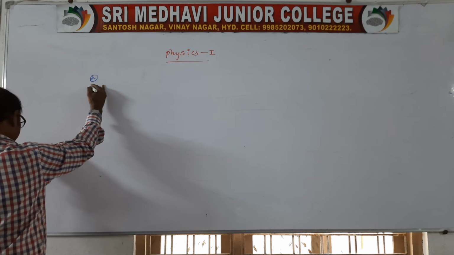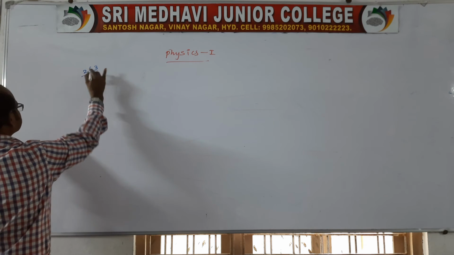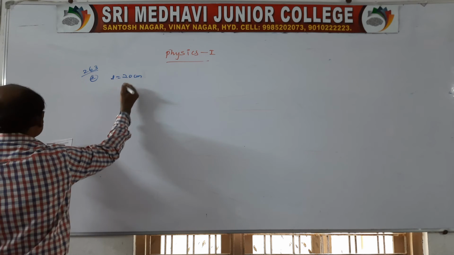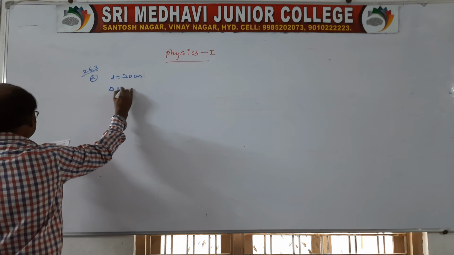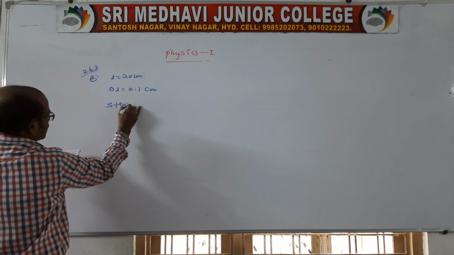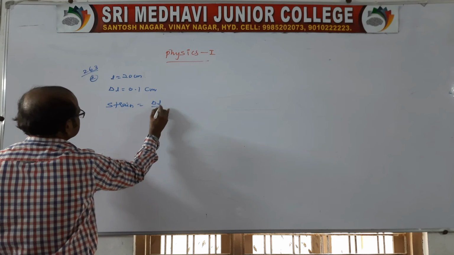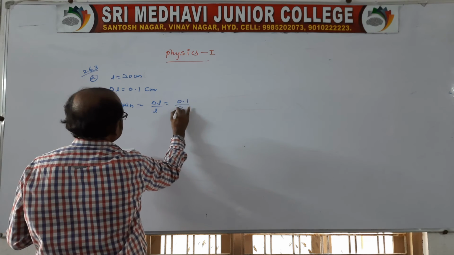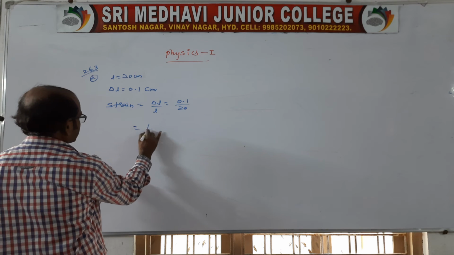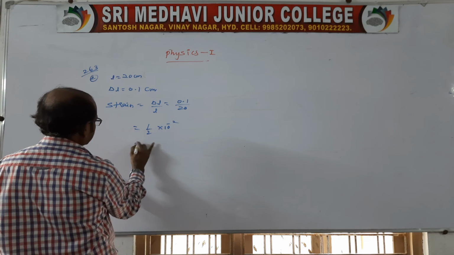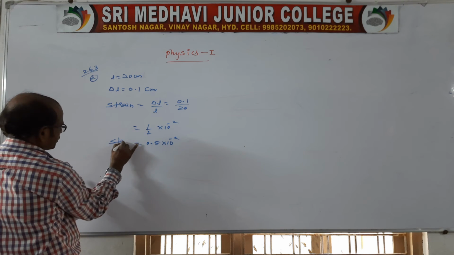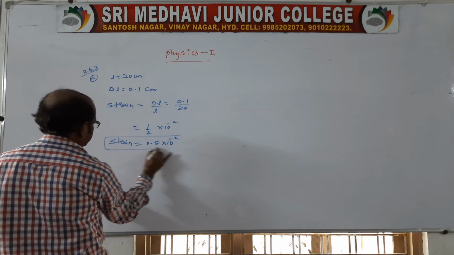Look here. A tungsten wire of length 20 centimeter, the second question on the same page number 263, is stretched by delta L equal to 0.1 centimeter. It asks for strain, that is delta L by L. So delta L is 0.1 by 20, so we can write it as 1 by 2 into 10 power minus 2, or 0.5 into 10 power minus 2, is the strain. Clear?